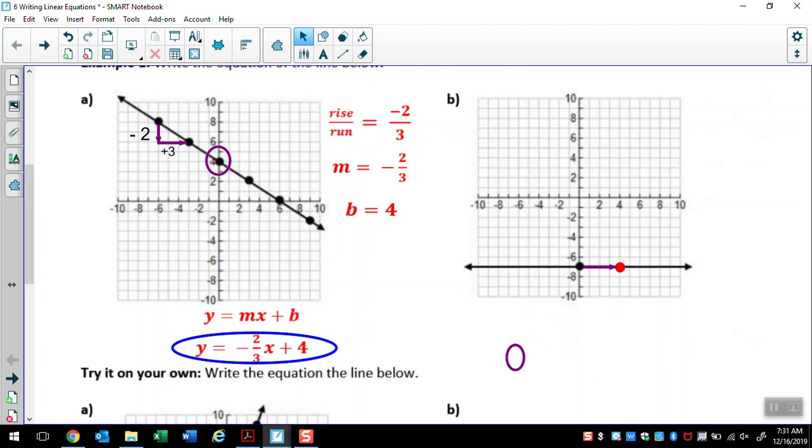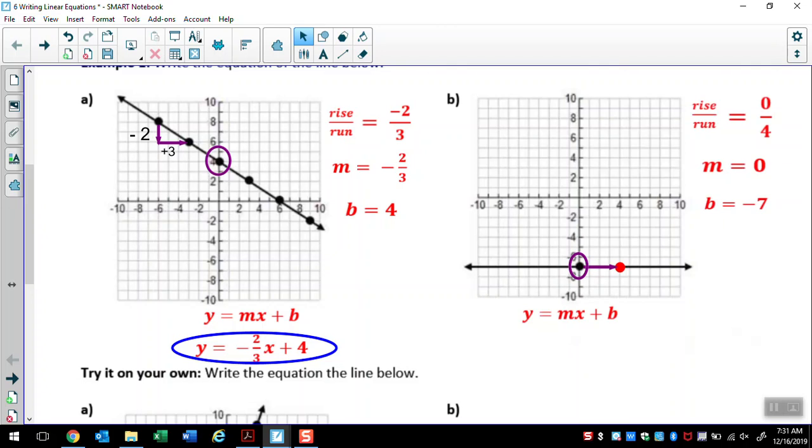Right, well, how far did I run? Well, I went 1, 2, 3, 4. All right, so my rise over run is 0/4. I didn't rise at all, but I did run 4. So my slope is just 0. We say it has a y-intercept of -7. Where did it cross that y-axis? Right there at -7.